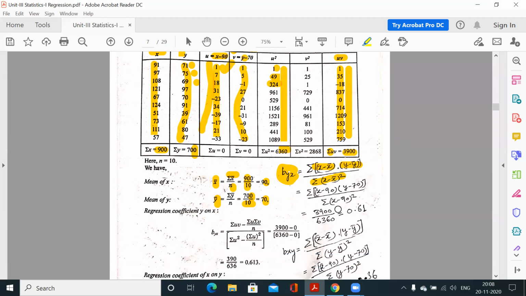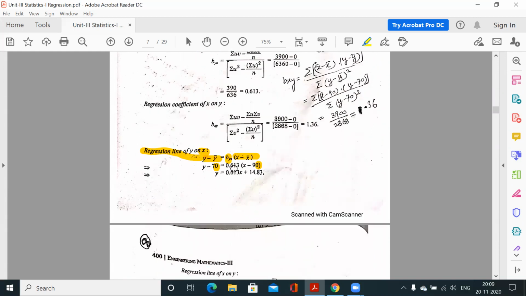So the numerator is 3900 and the denominator is 6360. After dividing this, we are getting 0.61 as b y x. Again, simplifying this, y is equal to 0.613x minus 0.61 into 90 plus 70, so we are getting 14. So this is the first regression line.